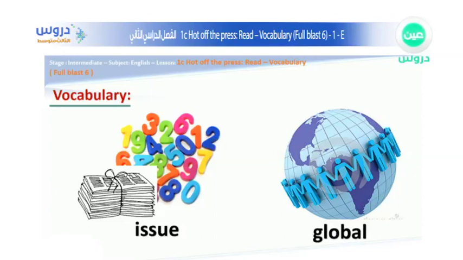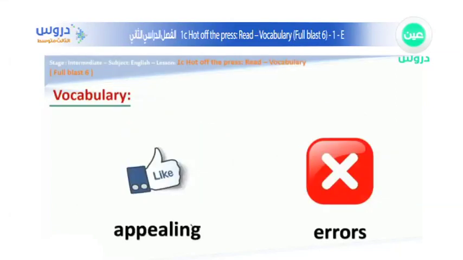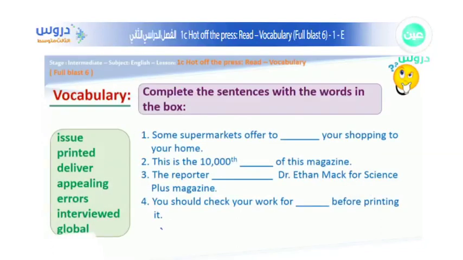Global means around the world. But when we say global warming, that is different. Global warming is a phenomenon. What is a phenomenon? Something that happens in nature. Our world is getting hotter and hotter every year. This phenomenon is called global warming. Appealing means good, beautiful. Errors, mistakes.